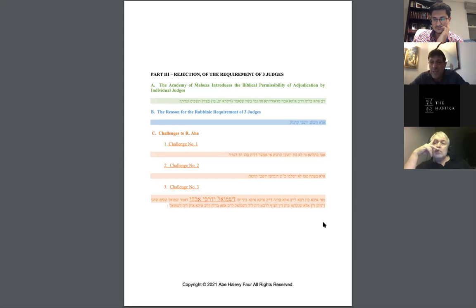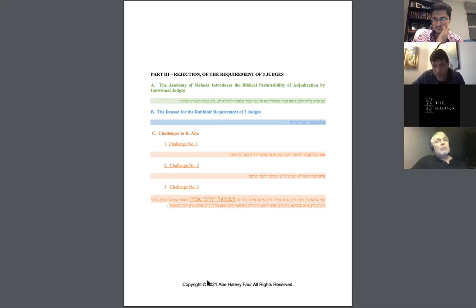So I would like to say the following. There are actually 3 cases. This is the Meiri in the first chapter of Masekhet Megillah. I think he says it. Excuse me, it was the Meiri in the first chapter of Masekhet Yevamot. I think he says it best. And it's the following 3 cases.